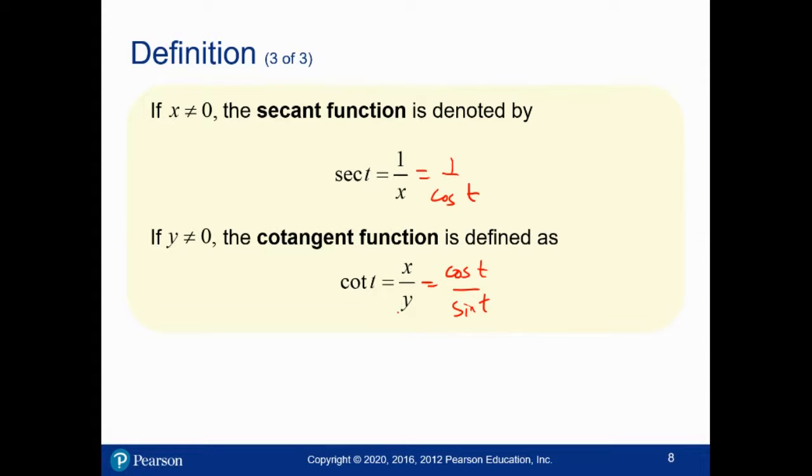So really get a good understanding of what cosine and sine are, and then all you have to do is remember the definition. What's secant? Oh yeah, it's 1 over cosine. What's tangent? It's sine over cosine. And so if you know what sine and cosine do, you can figure out the rest from there.